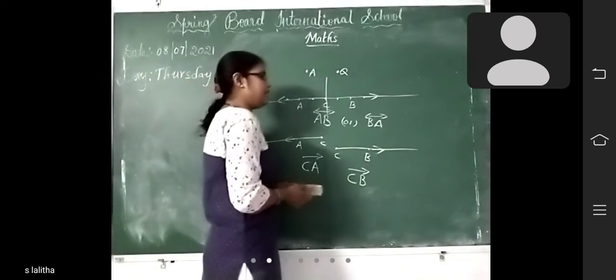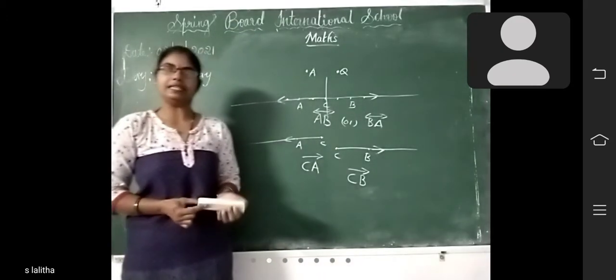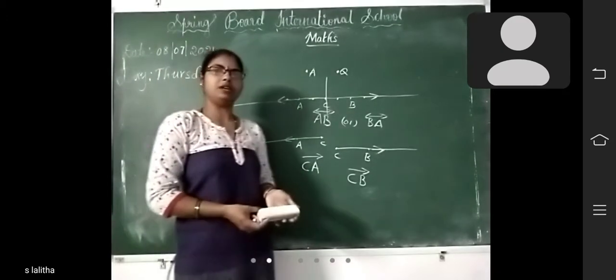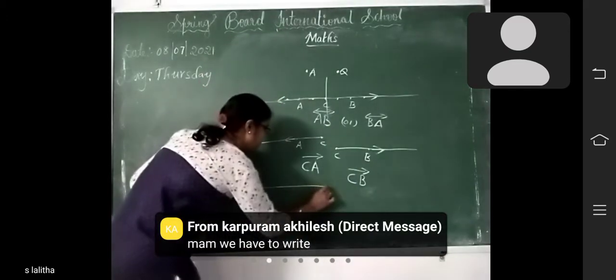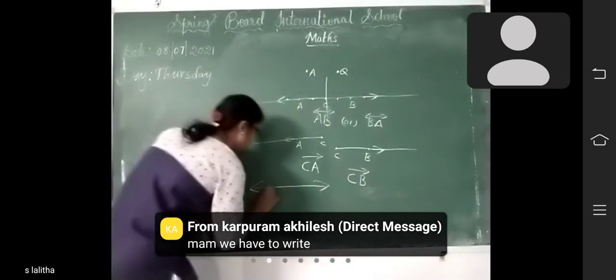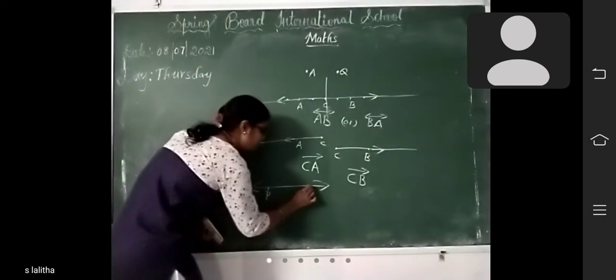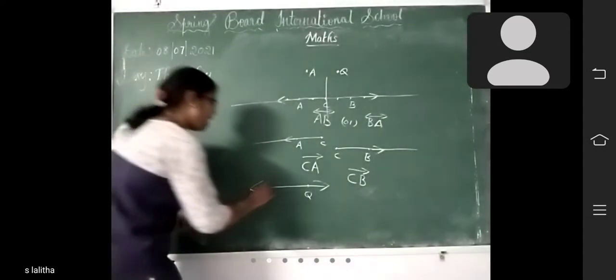And what is the next topic? Line segment. Line segment also is a part of a line, children. Suppose it is a line. Now I have to mark here two points, P and Q. Now I have to cut here.